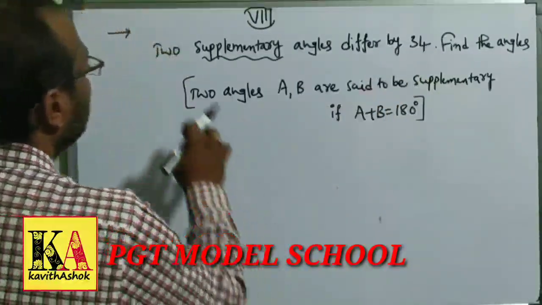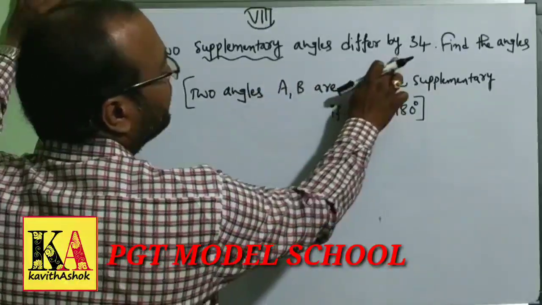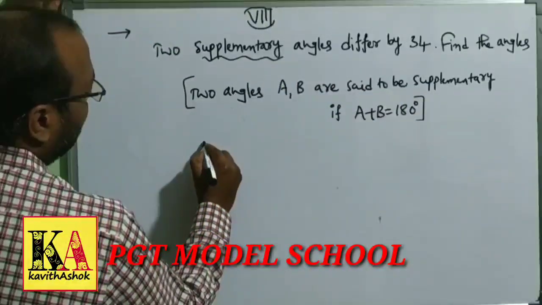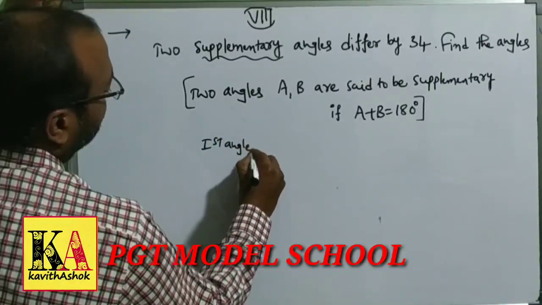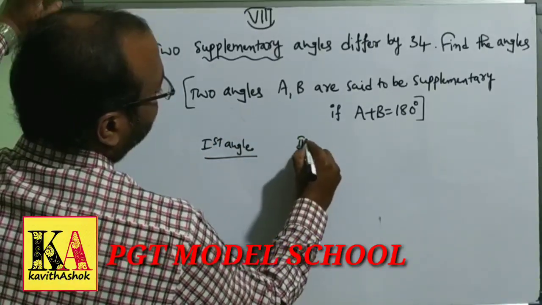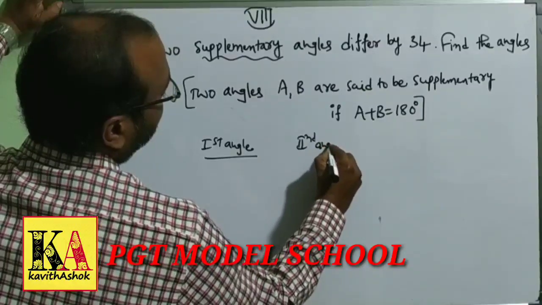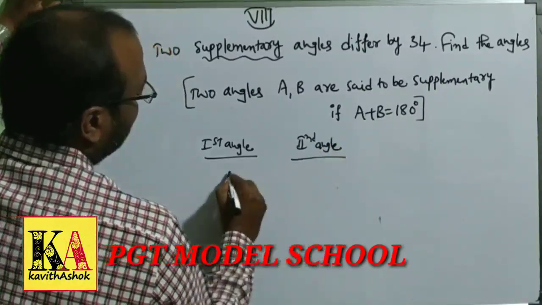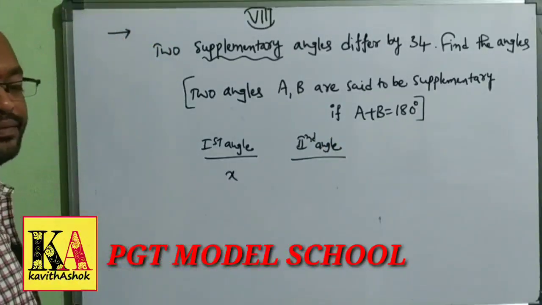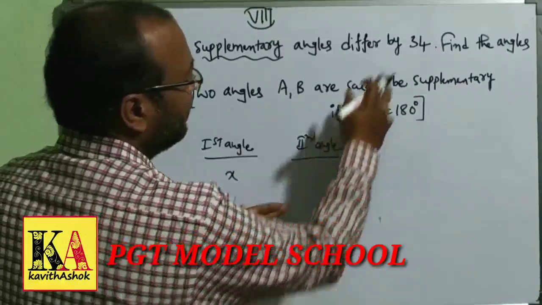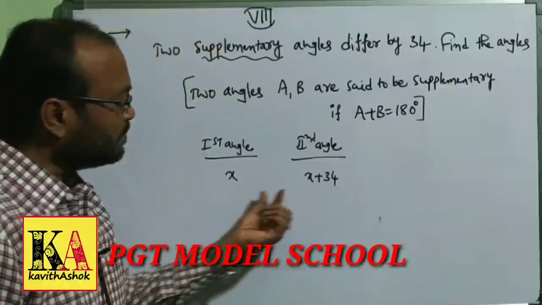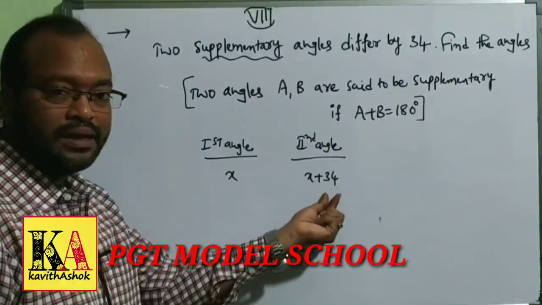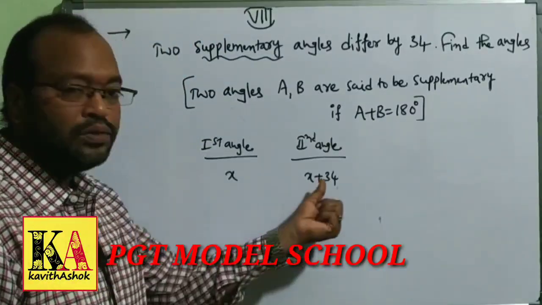What is given here? Two supplementary angles differ by 34. I am taking the first angle and this is the second angle. First angle I am taking as x. Then automatically the second angle will become x plus 34. Then the difference between these two is nothing but 34. Is it clear? Like this we have to choose.